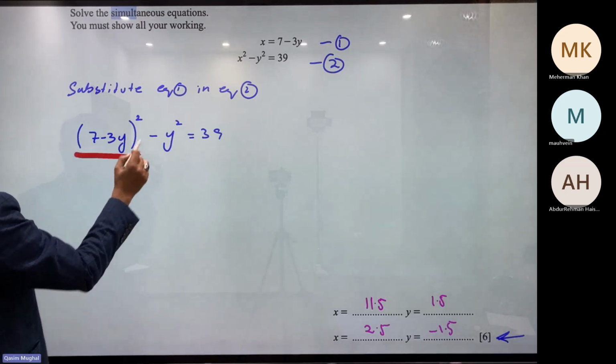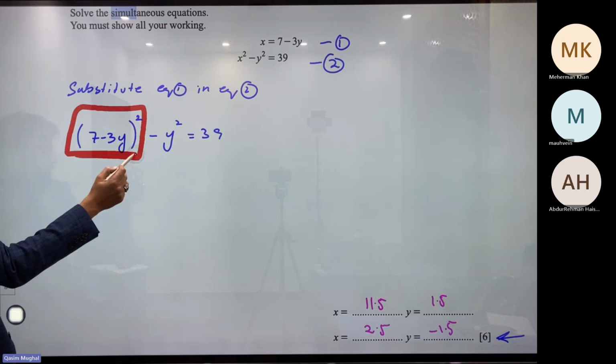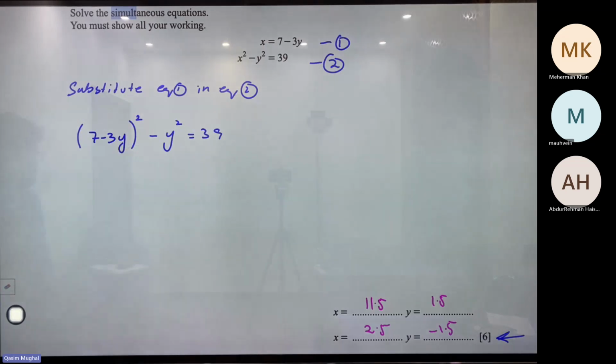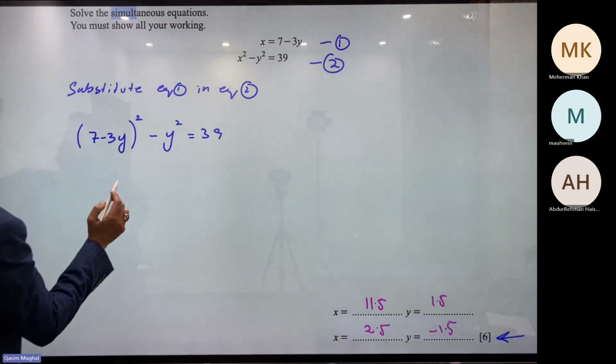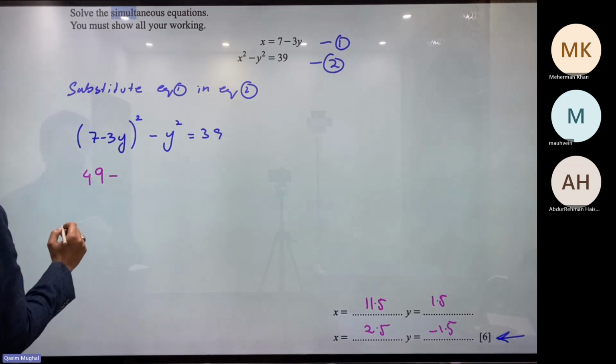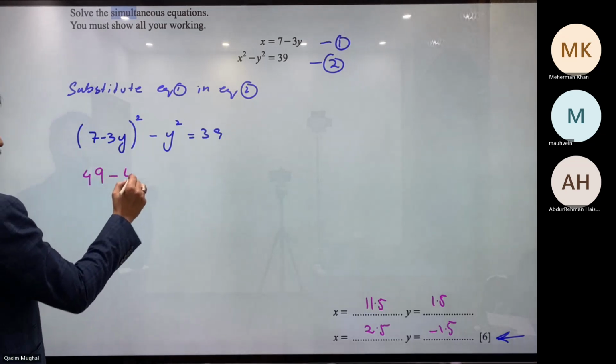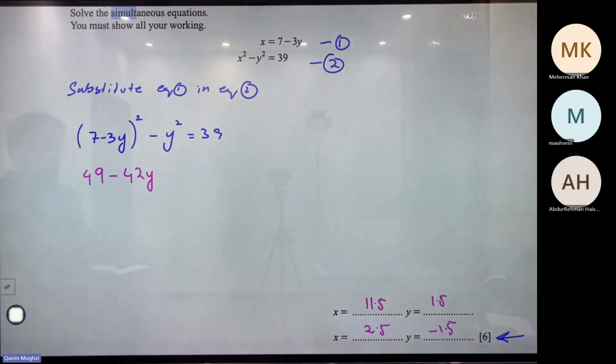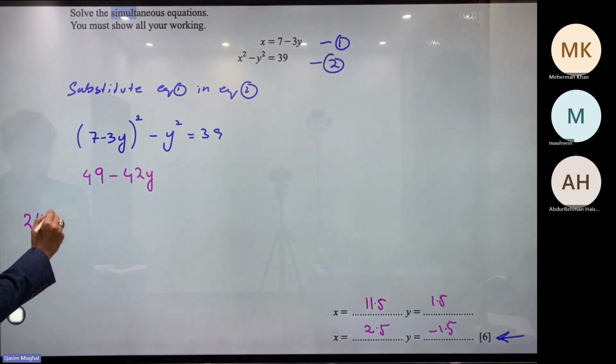It's a minus b whole square, isn't it? A minus b, expand it. So a squared is 49 minus 2ab, minus 42y minus 2ab.